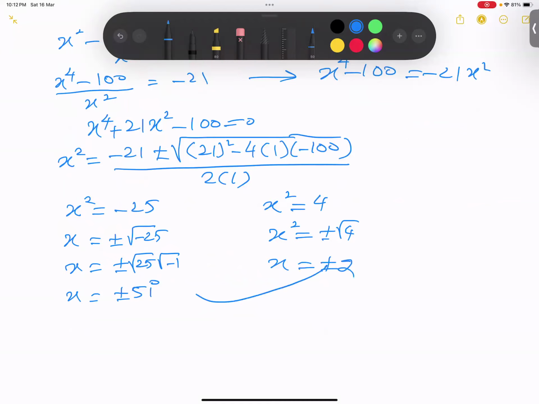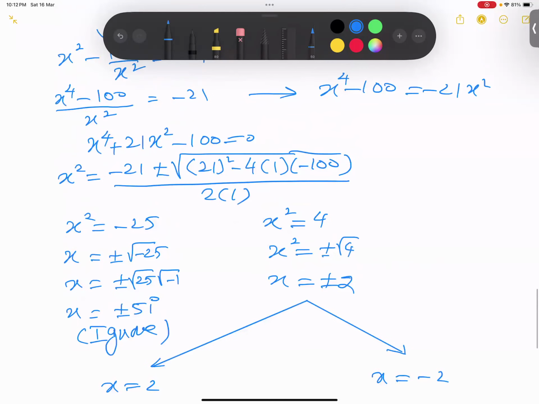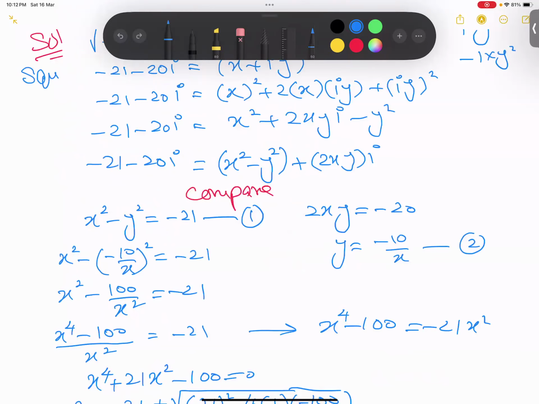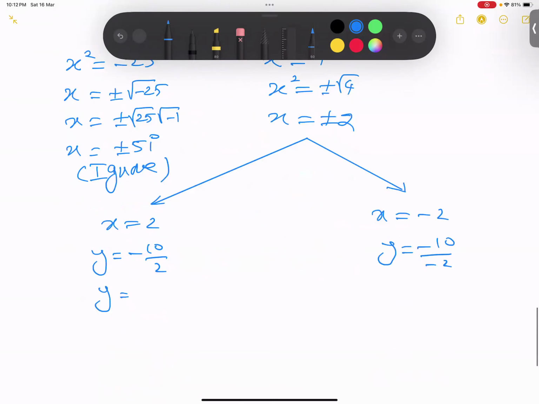As said before, the iota part, if you ignore it, no problem at all. If you take it, no issue, but I will ignore it, and I'll take positive and negative answers. So I take x as positive 2 and x equal to negative 2, and I will plug back into this equation, y is equal to negative 10 over x. Here I get y equal to negative 5, and here I get y equal to positive 5.